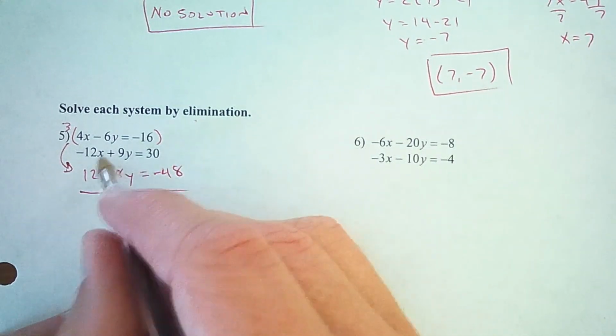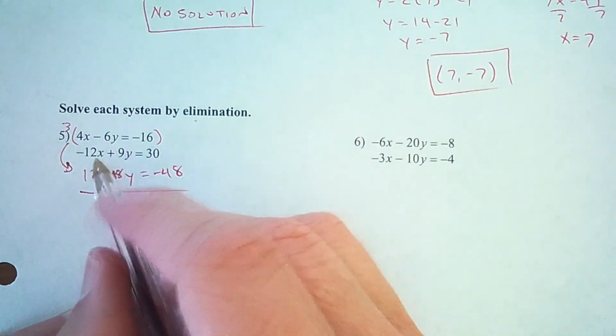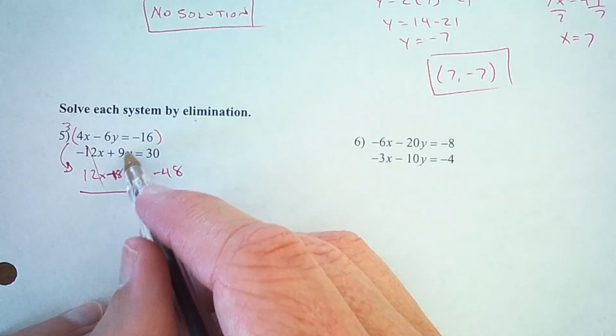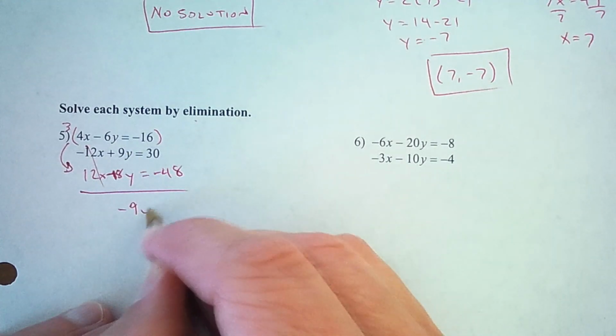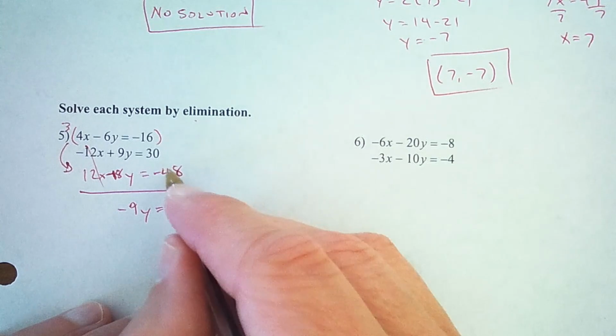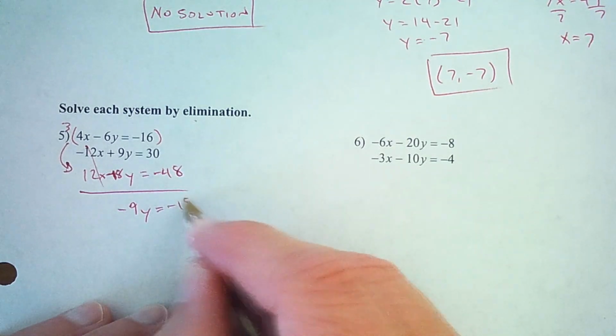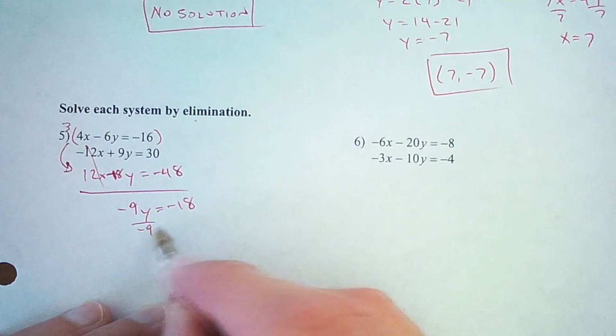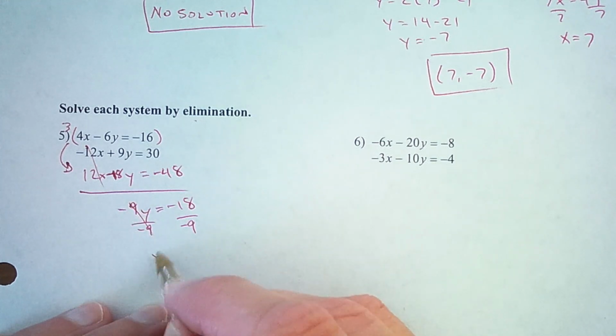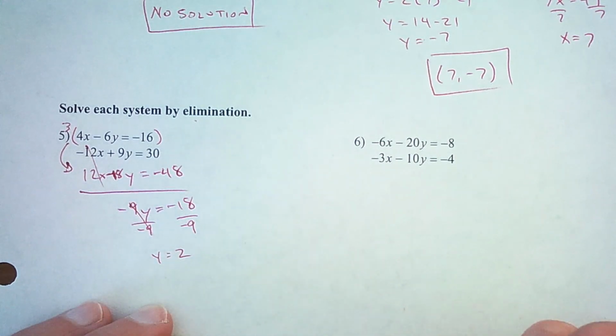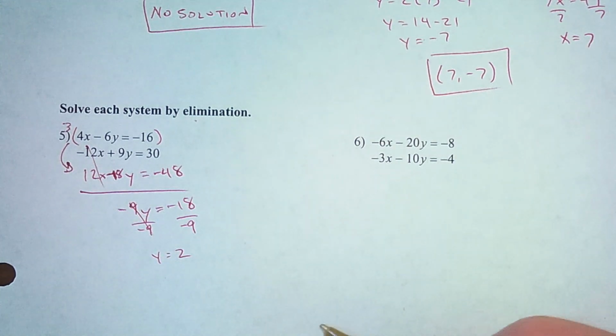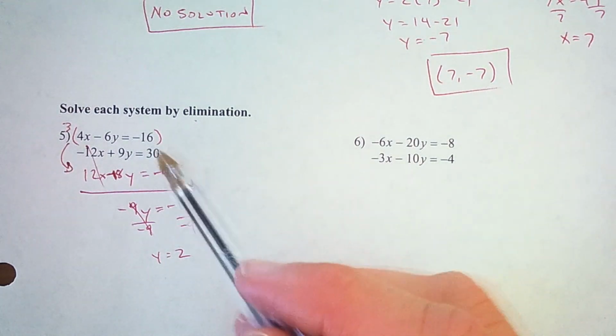And now I can combine these two equations, and these will cancel, and I get 9 minus 18, that's negative 9y, and 30 minus 48 is negative 18, and negative 18 divided by negative 9 is 2, so I get y is 2. And I can plug that back into any equation I want.